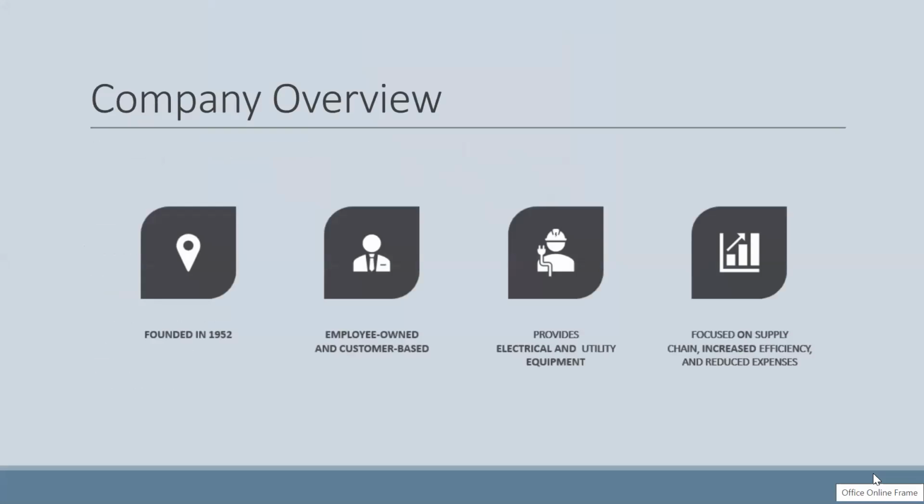So the company overview. Border States Electric was founded in 1952. They are employee owned and customer based. They provide electrical and utility equipment throughout the United States. And they're focusing on a supply chain, increasing efficiency and reducing expenses.